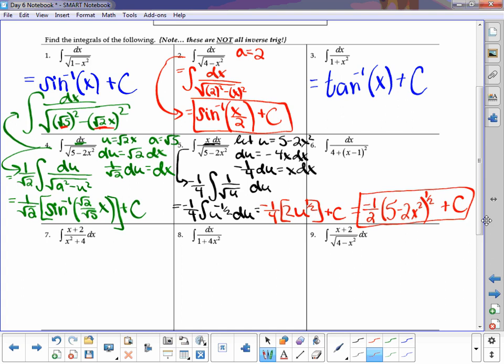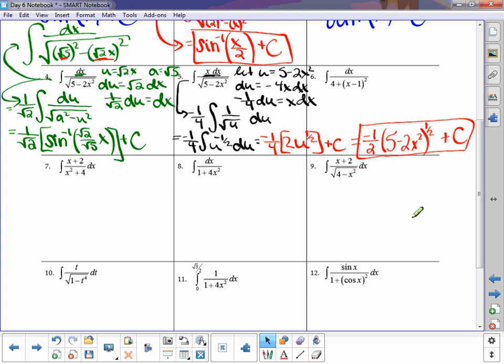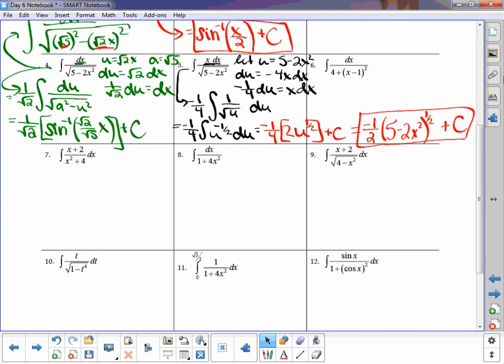Okay. So let's take a look at some other ones. 6. What do you guys think for that? Does that look like inverse sine? Does it look like inverse tangent? Or do we need to do something else? Talk with your shoulder partner real quick. Which one do you think we can use? Inverse sine, inverse tangent, or something else? All right, raise your hand if you said inverse sine. Raise your hand if you said inverse tan. Raise your hand if you said something else.